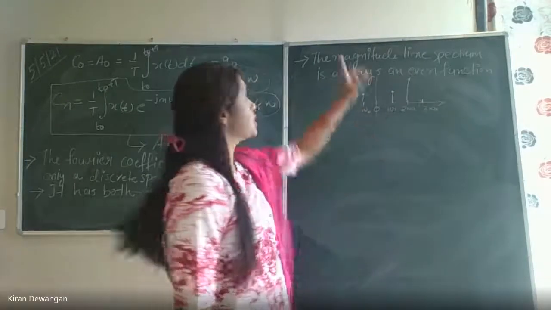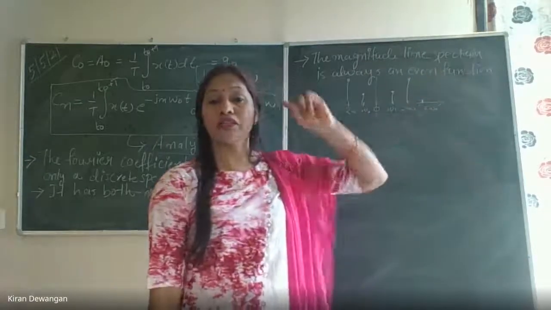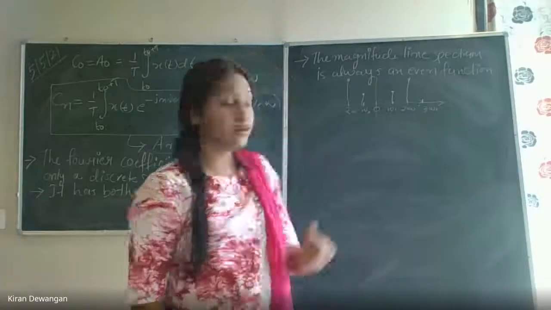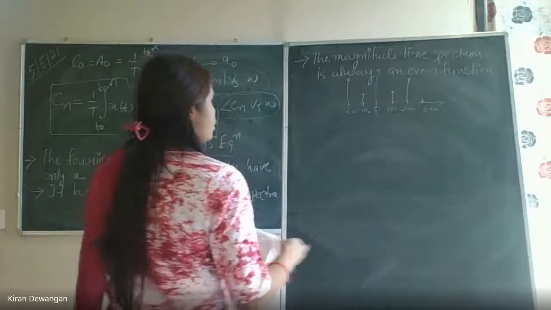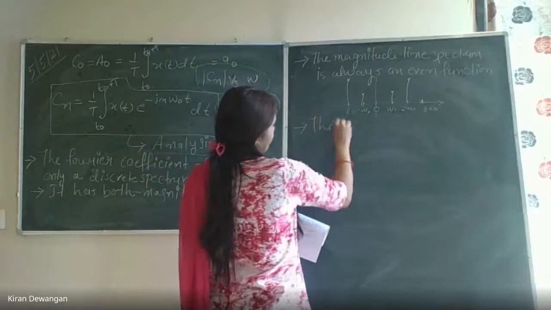What kind of plot is it? It is a magnitude line spectrum. It is always an even function. Just don't forget this. The magnitude line spectrum will always be an even function. That is, it will always be symmetric about the vertical axis. Now the next point is the phase line spectrum.